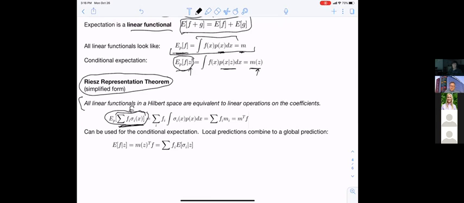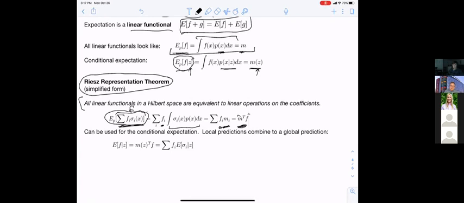So I can just write out the expectation and exchange the order of integration and summation. And what you find is that it looks like the sum, again, with the same coefficients, of this term here, which is a scalar, right? This integral will just give me a scalar. I'm going to call that scalar m sub i. And then this product here looks like the product of two vectors, m transpose f. So now I have a vector operation.